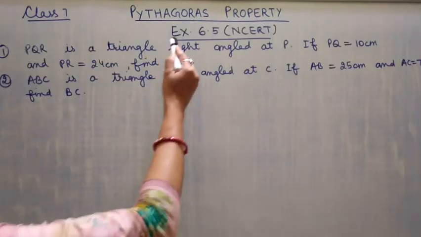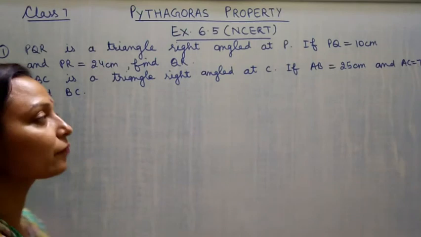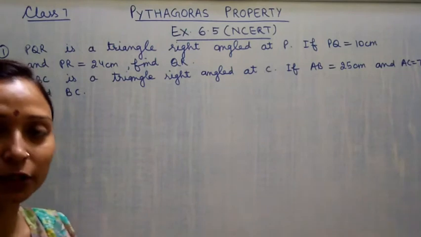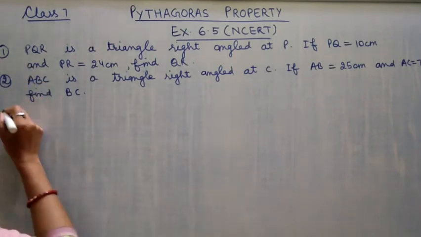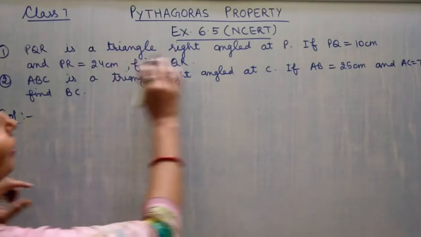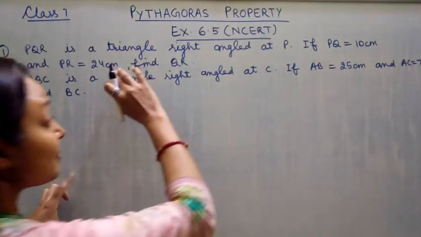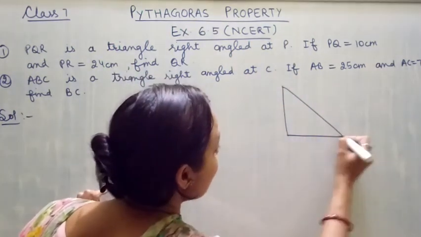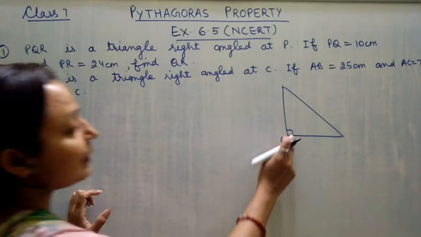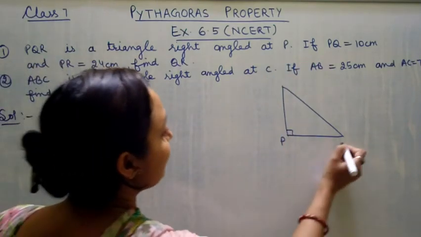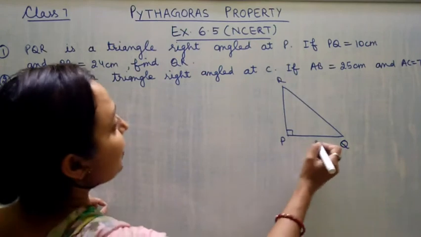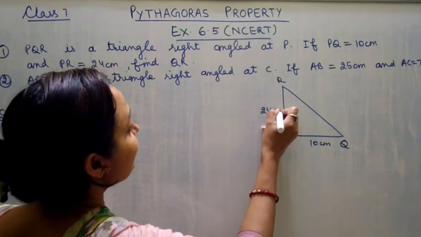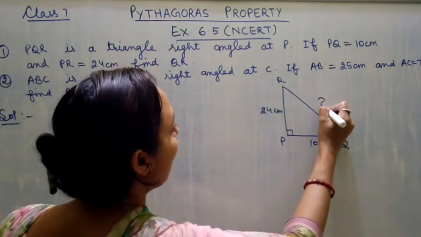Let's start exercise 6.5. I have written down the first two questions of this exercise, to show how we can apply the Pythagoras property. So let's start with question number 1. In this question, PQR is a triangle, right angle at P. So I will make a right angle triangle. It is right angle at P, that means 90 degrees at P. So I will write PQR. PQ is equal to 10 centimeters and PR is equal to 24 centimeters. The question demands us to find QR, this side.